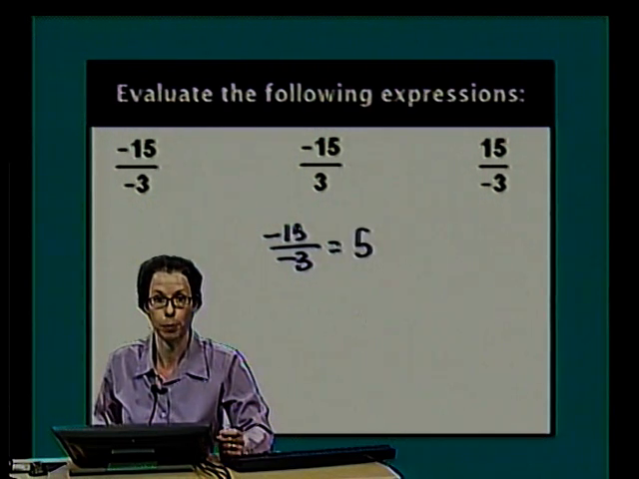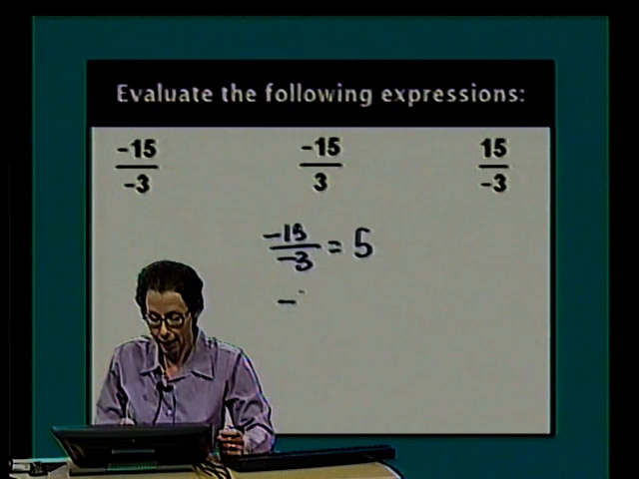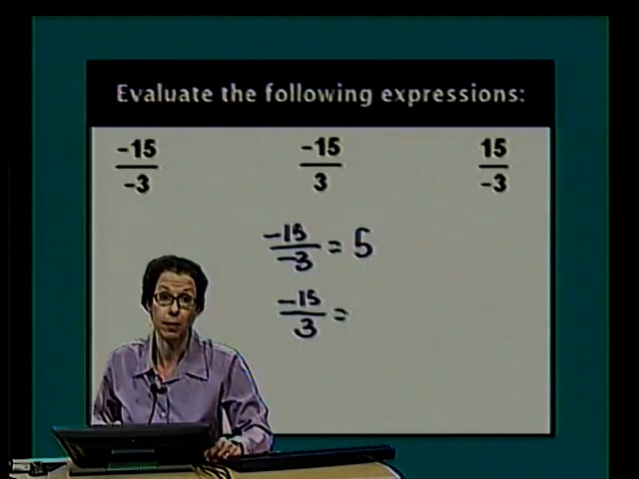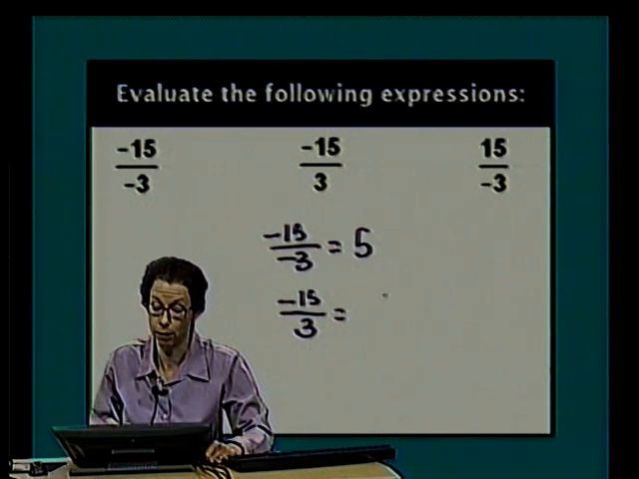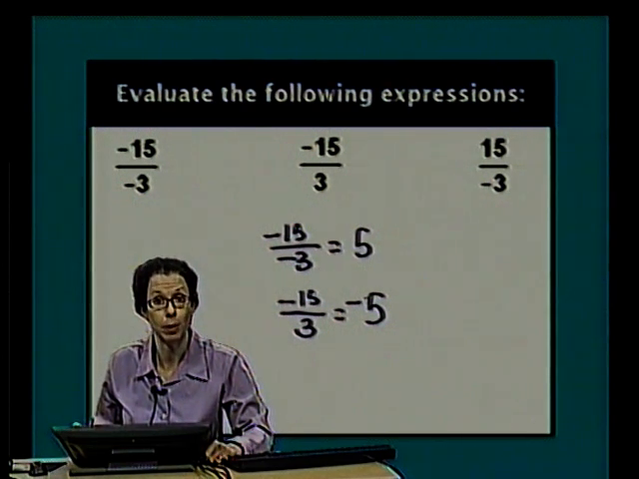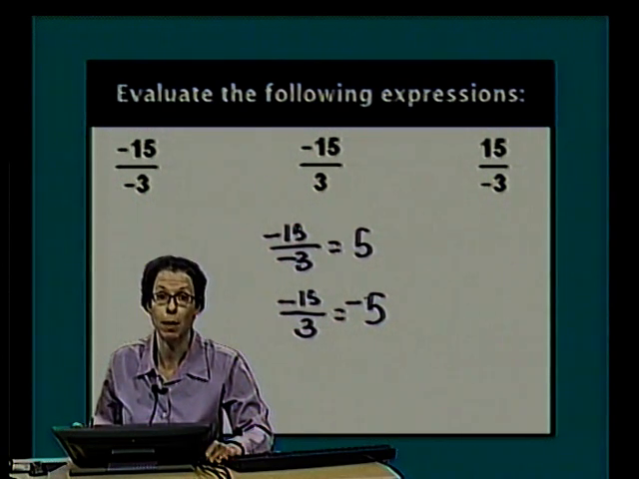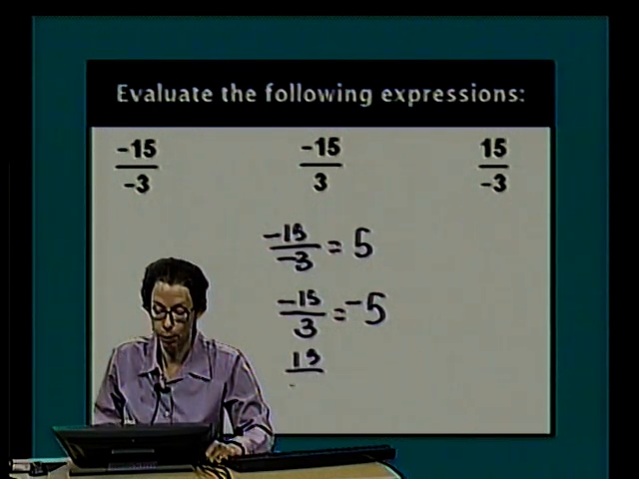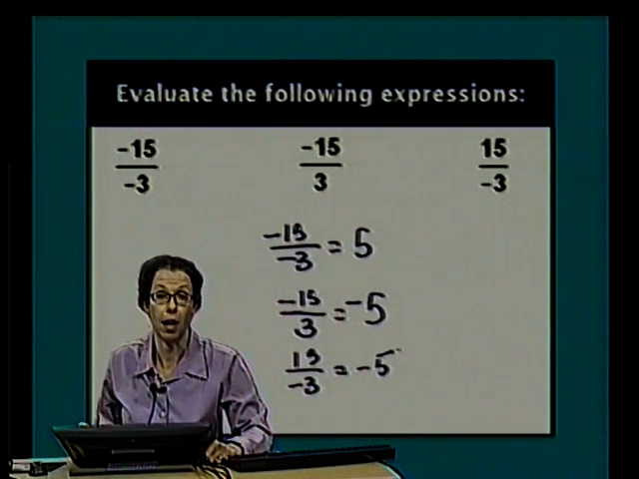which is 5. How about -15 divided by +3? The arithmetic I'm going to do in my head is going to be identical. 15 divided by 3 is 5. But in this case, the result is negative because I'm dividing a negative number by a positive number. Finally, 15 divided by -3, you should see that this is -5 as well.